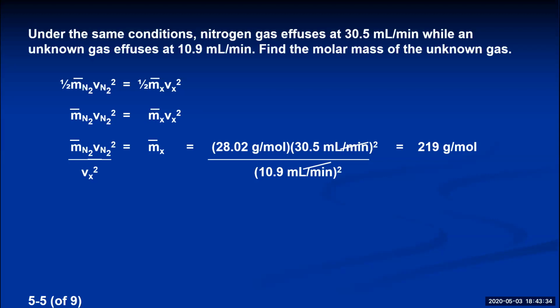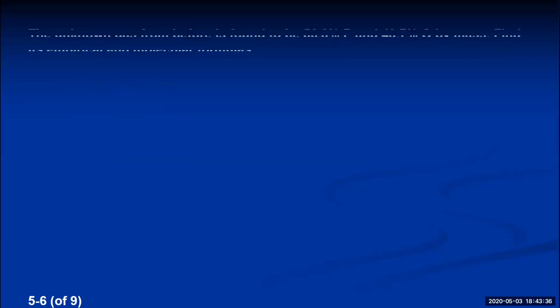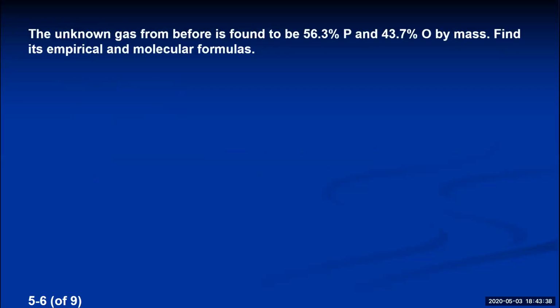Let's add a part B to this problem. The unknown gas from before is found to be 56.3% phosphorus and 43.7% oxygen by mass. Find its empirical and molecular formulas and take a couple minutes and see if you can calculate those two answers.